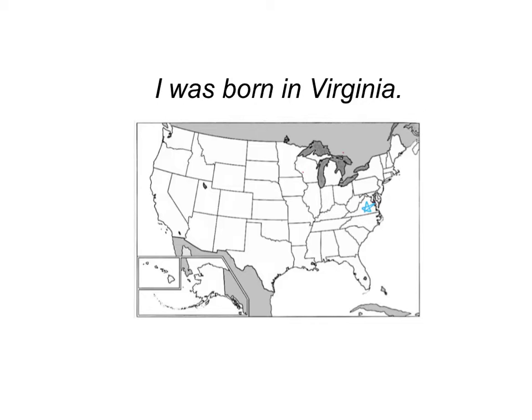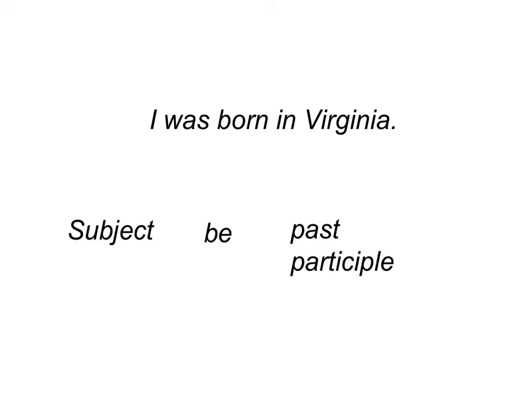How do we know it's passive? Think about it. How would we know that this sentence is a passive sentence? We've got a subject here. We've got the verb be here. And we've got a past participle here. This is just a prepositional phrase to tell where. So in short, this is how you form the passive. You've got a subject, you've got your verb be, and you've got the past participle. I was born in Virginia.